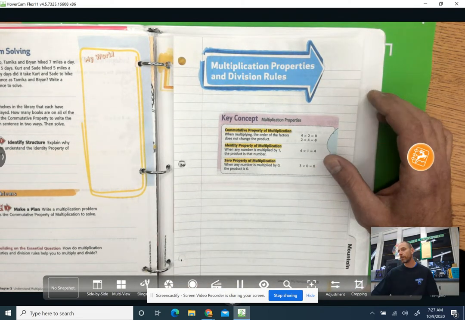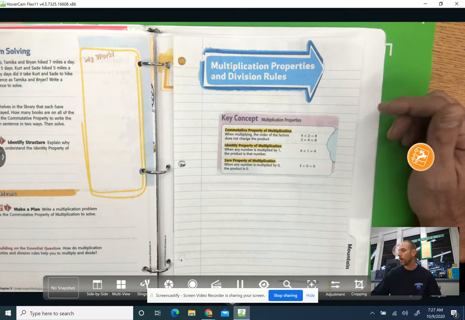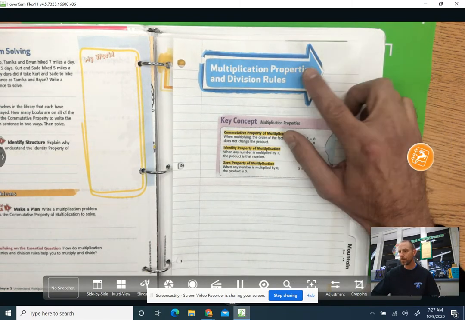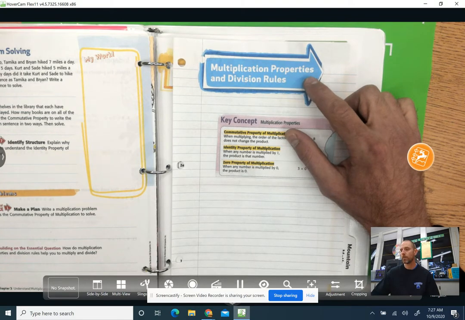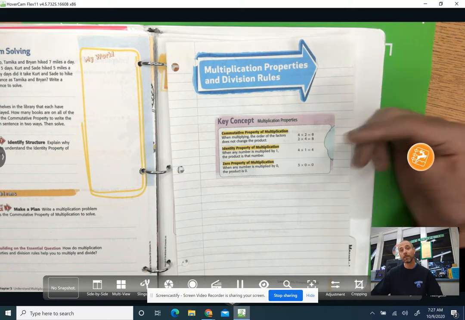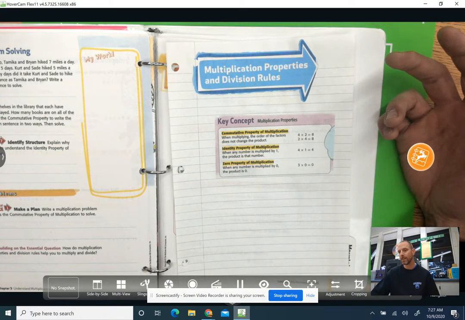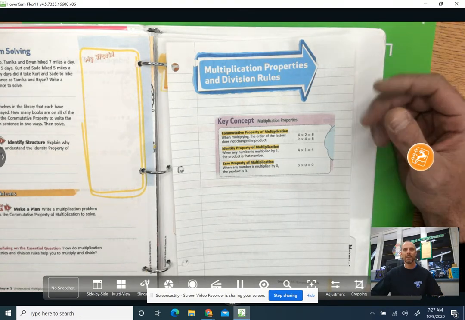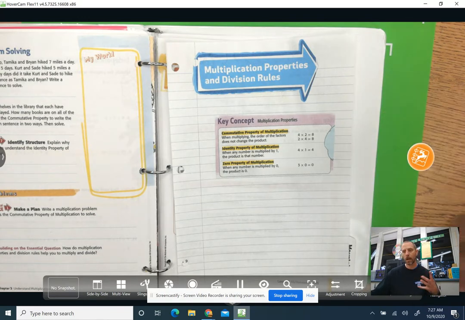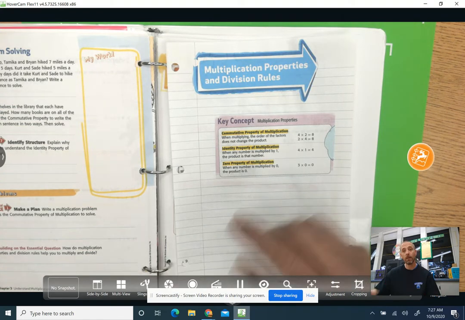All right, kiddos. Today is multiplication properties, really similar to addition properties. There are some differences, and division rules, very similar to the idea that subtraction has rules, and so does division. Right? So division and subtraction are in a lot of ways related. They're taking big numbers, making smaller numbers, and they also have rules.